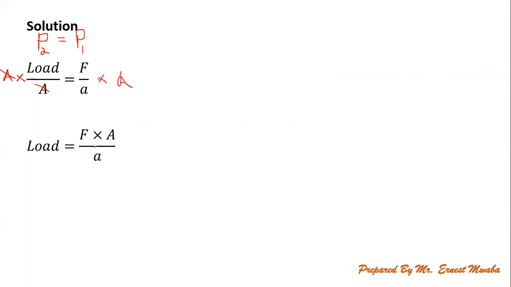What is our next step? Well, it's just about substituting. We already have the F. We're given that the force was 200 newtons. The bigger area was 0.03142. Then the smaller one for the plunger, it was 3.142 multiplied by 10 to the negative 2 square meters.